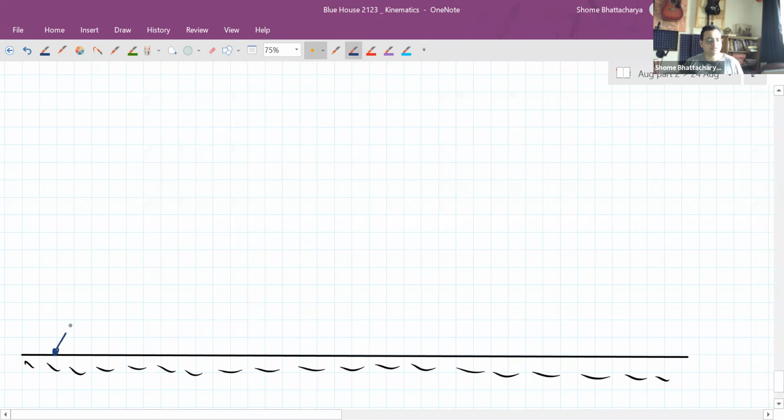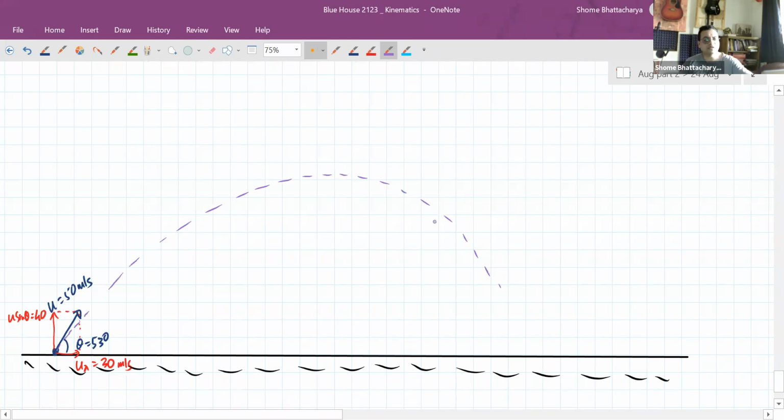So it's projected at 50 meters per second at an angle of 53 degrees. Before we start, we can see what is the horizontal component of velocity. It is u cos theta, which you will see is 30 meters per second. And the vertical component of velocity is u sine theta, which is 40. So now as the projectile progresses, it goes in this parabolic path.